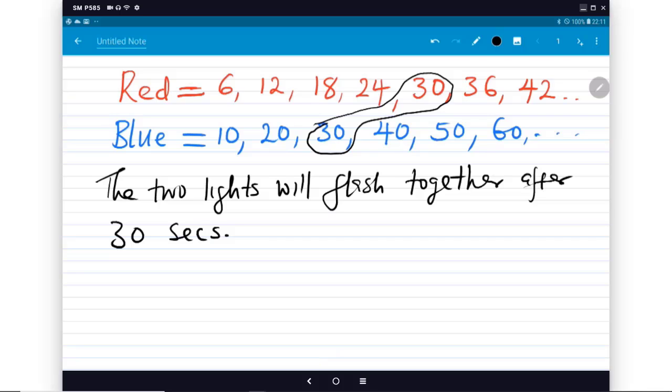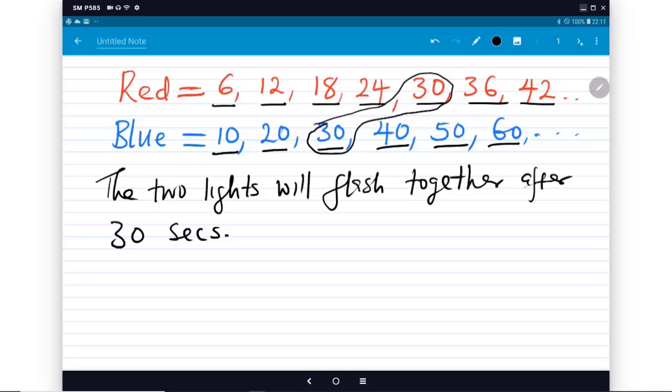Alright, now what can we notice in this solution? You will notice that all these periods of time for the red light are multiples of 6, while all these periods of time for the blue light are multiples of 10. And if you check, the lowest common multiple here is what? 30. So simply the question is asking us the LCM. So all they actually want us to do is to find the LCM of 6 and 10.